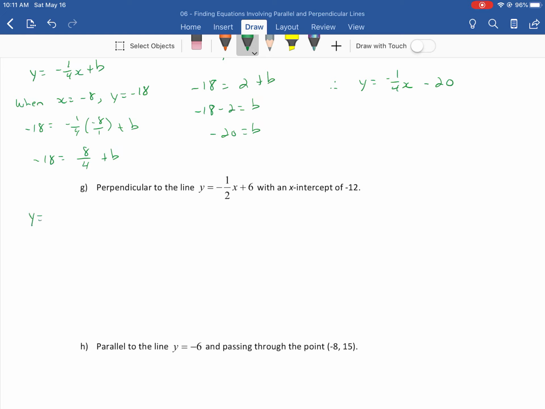Okay, next example. Write down y equals mx plus b. Sub in what I know. Okay, perpendicular to this. So this one has slope -1/2. I want the perpendicular slope, so I've got to flip that fraction. So it becomes 2/1. And then I've got to change its sign. So it was negative, now it's positive. So I've got a slope of 2 here.